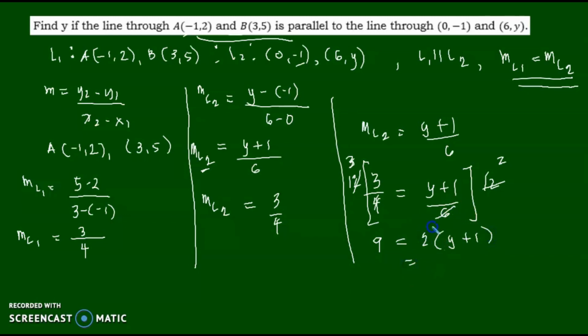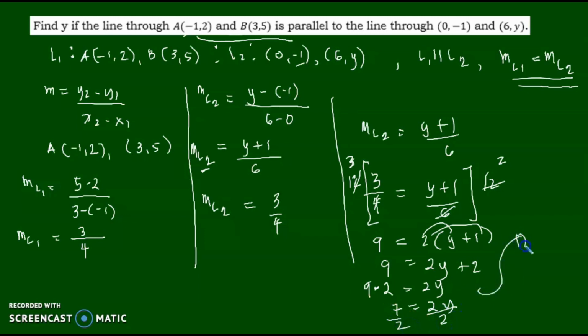So simplify. 2 times y is equal to 2y. Then 2 times 1 equals 2, which is equal to 9. And then add negative 2 on both sides of the equation. So that is 9 minus 2 is equal to 2y. And then 9 minus 2 is equal to 7, which is equal to 2y. And then divide both sides by 2. So, therefore, the value of y is 7 halves. So, y is equal to 7 over 2.